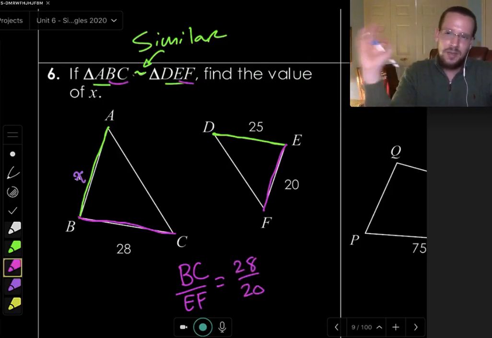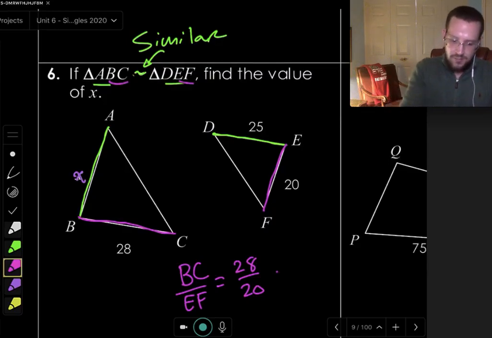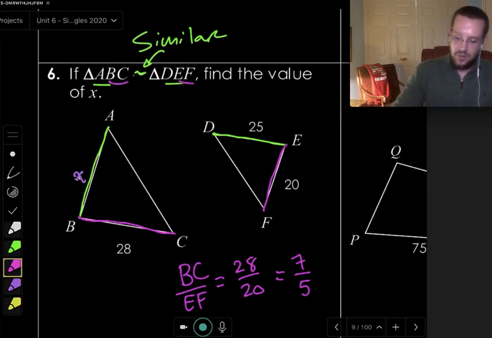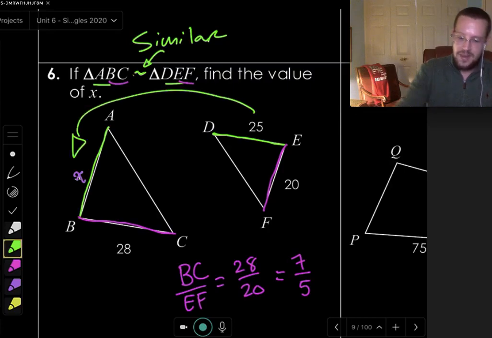Now, these numbers are a little too big for me. So what is this going to be? Well, we need to factor these down. Both of these are factors of 4. So this is going to be 7/5. Okay, and so now we need to think, we want to take 25 and turn it into a bigger number. So this is our scale factor.